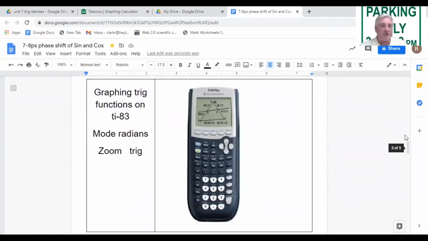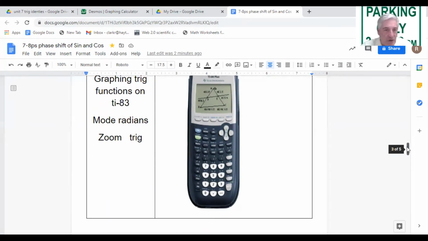We're graphing trig functions on the TI-83, and to simplify this, I'm going to have you go to mode in radians and hit zoom and go to 7-number trig. Now, you could go to window and customize your window to change every 5 degrees or every pi divided by 6 radians. The standard trig function will be good enough for our purposes. We will use the TI-83 later in the year to get some very specific trig readings.